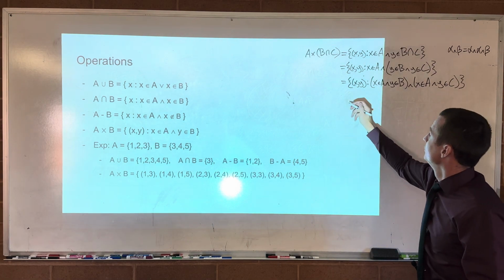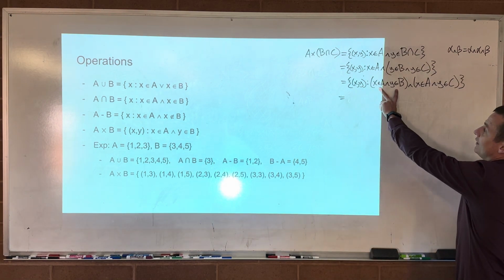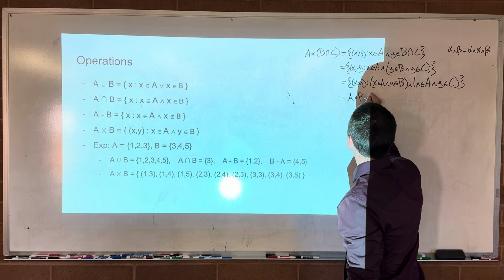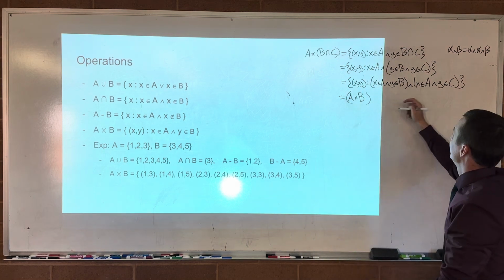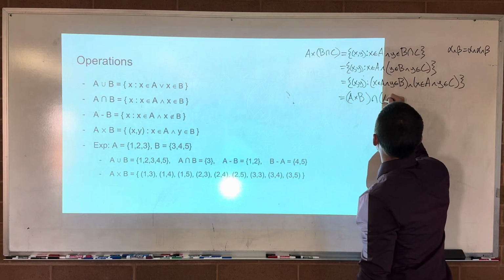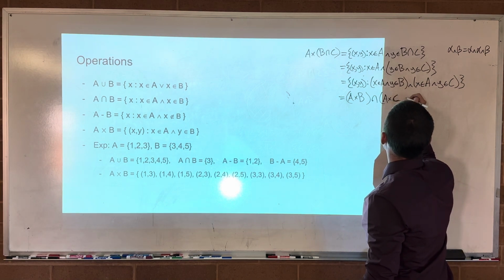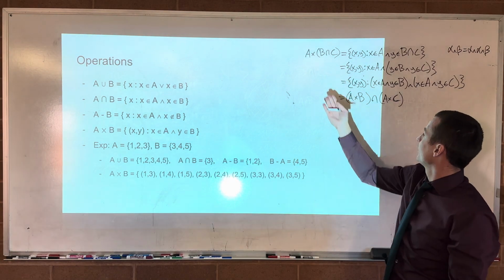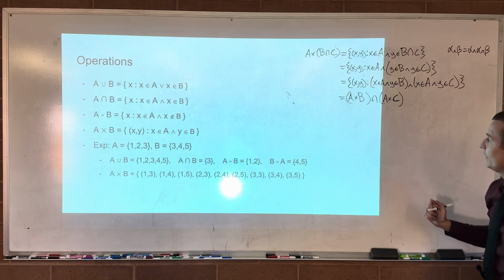Maybe I can skip right to it. x is in A and y is in B is exactly what we mean by A cross B. And is our intersection. x is in A and y is in C is exactly what we mean by A cross C. So A cross (B intersect C) is the same thing as (A cross B) intersected with (A cross C).